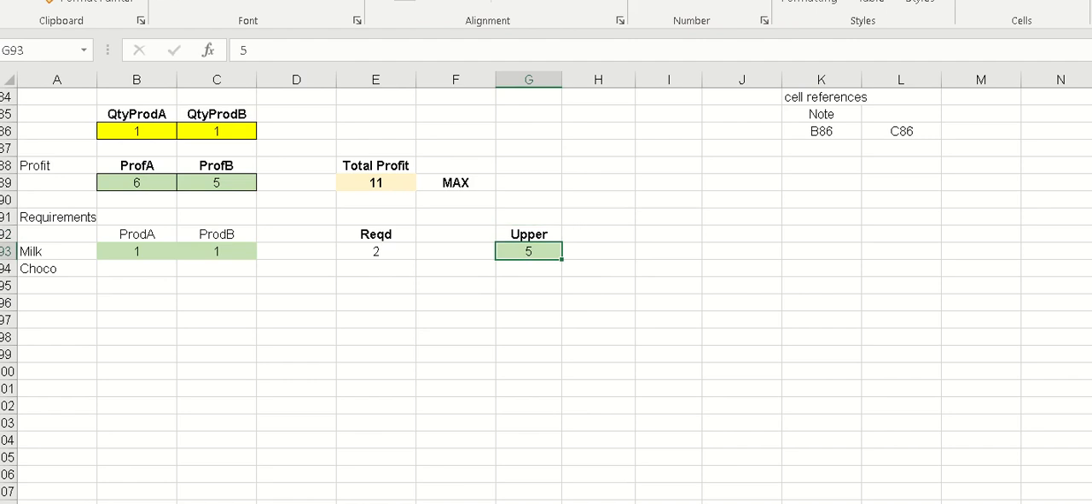Upper constraint. And just to highlight this, I'm going to do bold. And you know, the relationship is what? Less than or equal to. Or let's use the symbol less than or equal to. Are we still okay? And the next would be the chocolate.